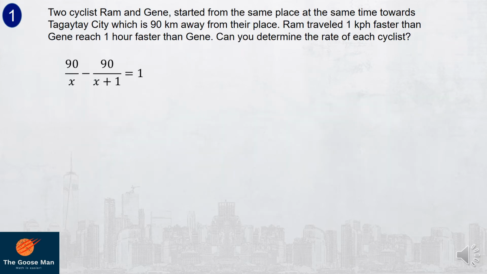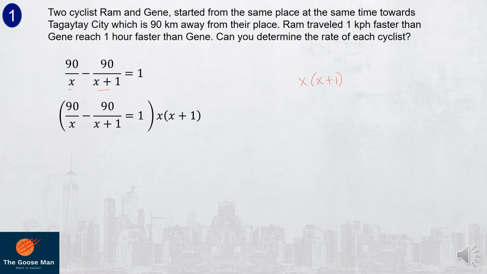So we can start with the equation 90 over x minus 90 all over x plus 1 is equal to 1. Then we will get the LCD, meaning to say the LCD of x and x plus 1 is simply x times x plus 1. So this is the LCD of our fraction. So we will multiply both sides of the equation by x times x plus 1.